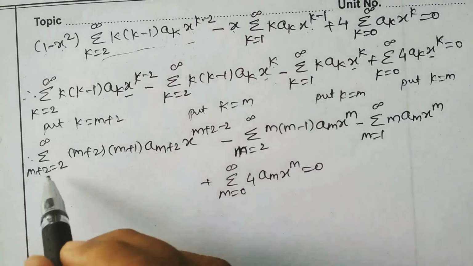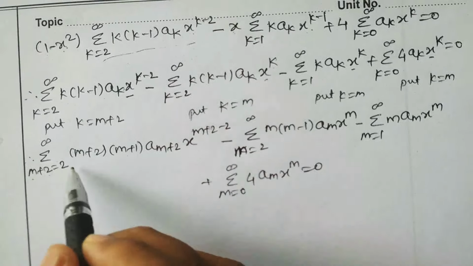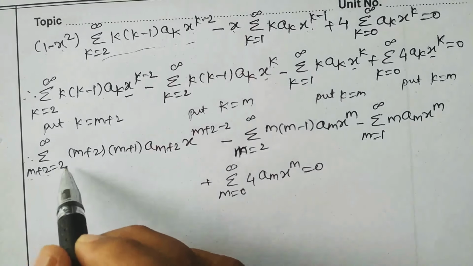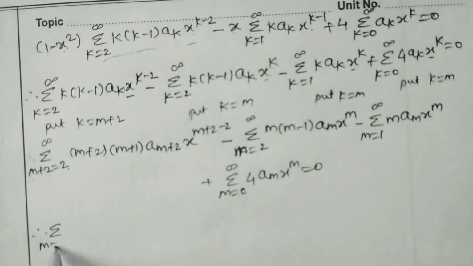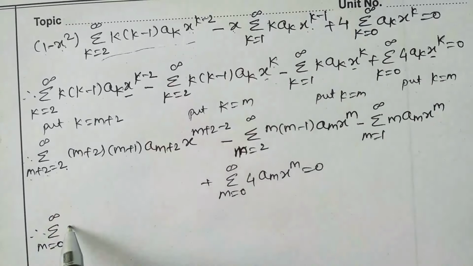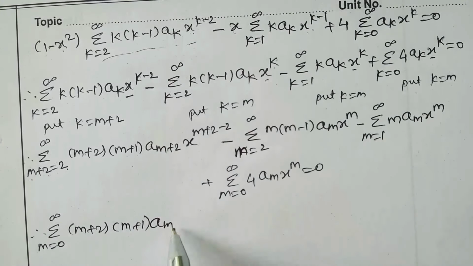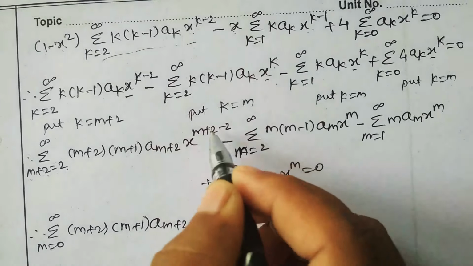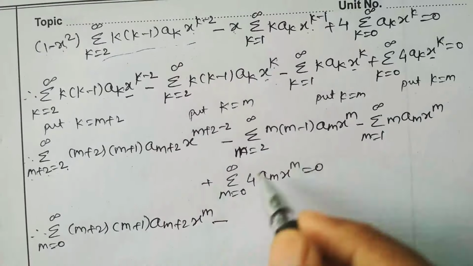Now simplifying the first term, m minus 2 equals m plus 2. The 2 goes to the RHS, so it becomes m equals 2 minus 2, that means 0. Therefore m goes from 0 to infinity, and the remaining terms stay as they are, with no change. Here 2 and minus 2 get cancelled, and the power of x is m.